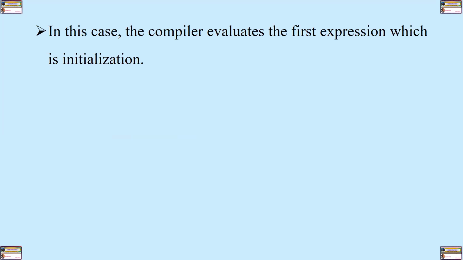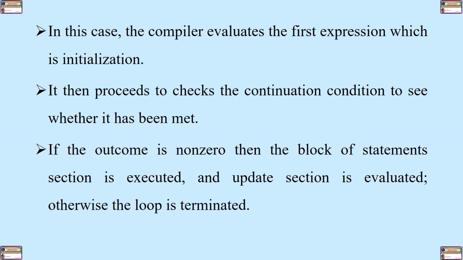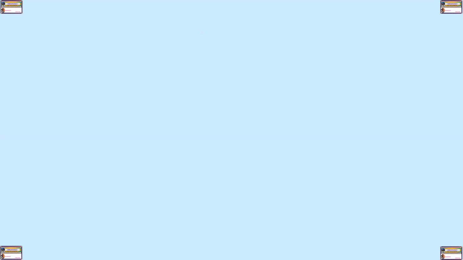The compiler evaluates the first expression, which is initialization. It then proceeds to check the continuation condition to see whether it has been met. If the outcome is non-zero, then the block of statements section is executed. Non-zero means if the outcome is true, if the condition has been met, then the set of statements below it are executed and the update section is evaluated and updated. Otherwise, the loop is terminated.